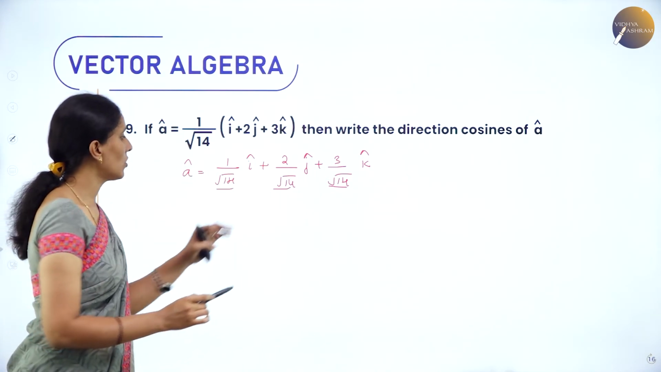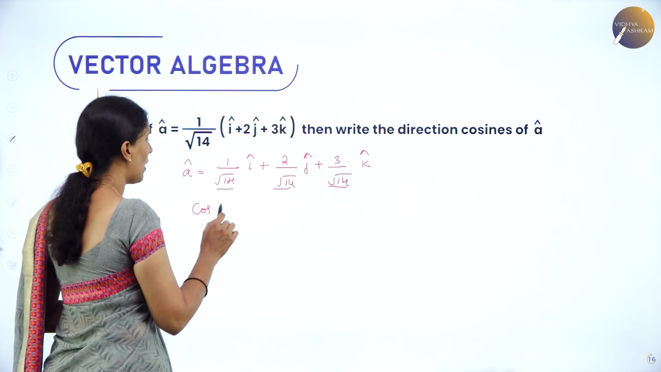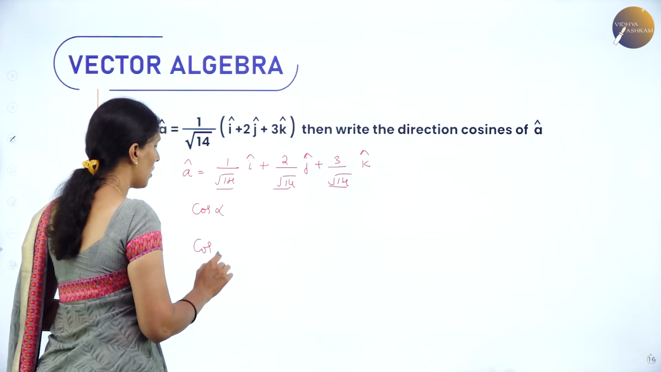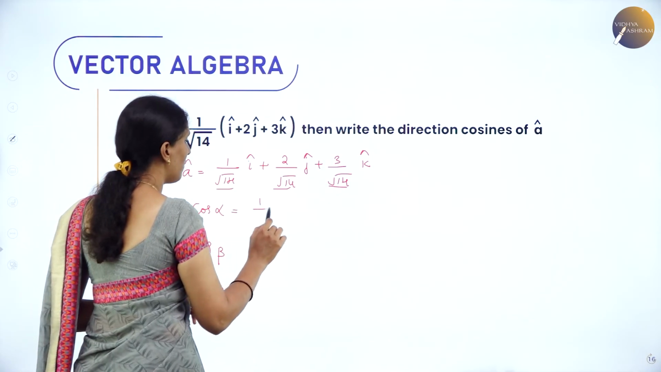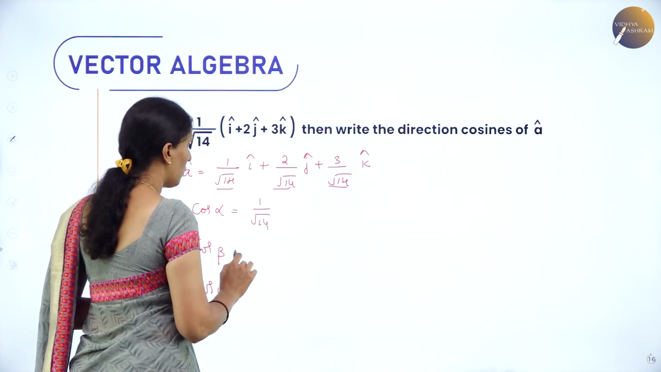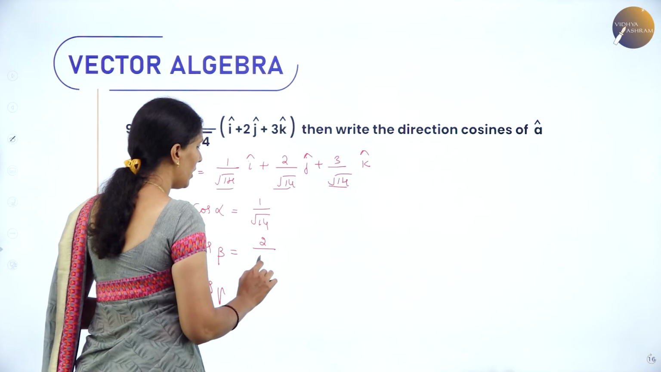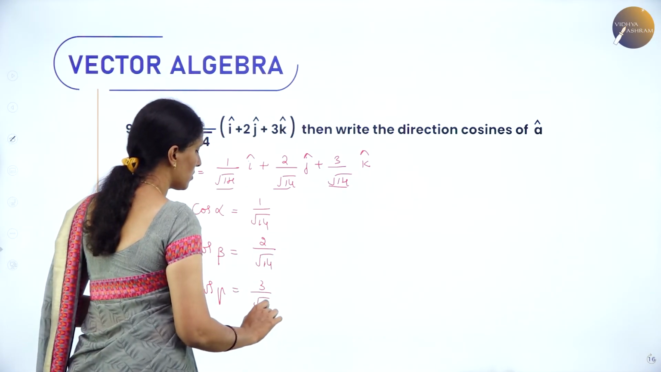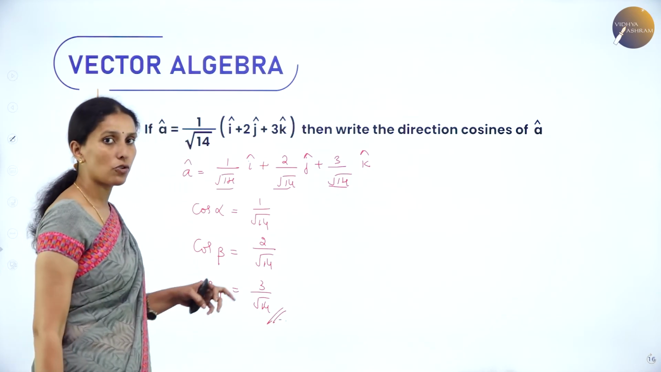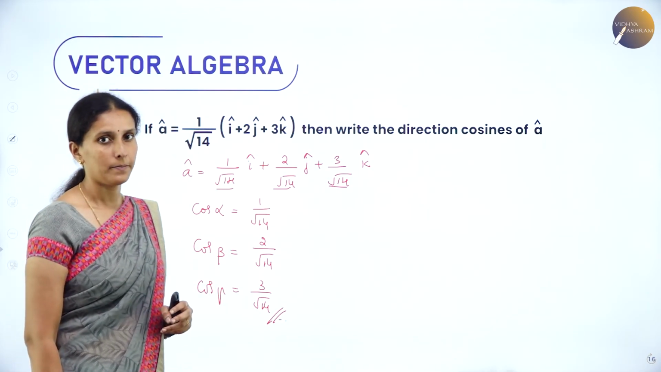So what are the direction cosines we have here? Cos alpha, cos beta, cos gamma. Therefore, what is cos alpha? 1 by root 14. What is cos beta? 2 by root 14. What is cos gamma? 3 by root 14. So these are the direction cosines of the given unit vector.